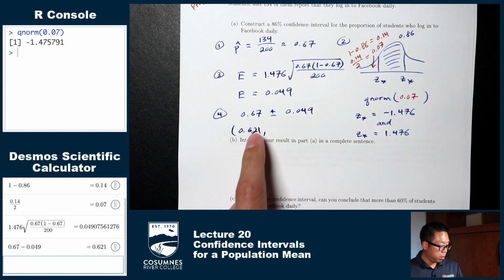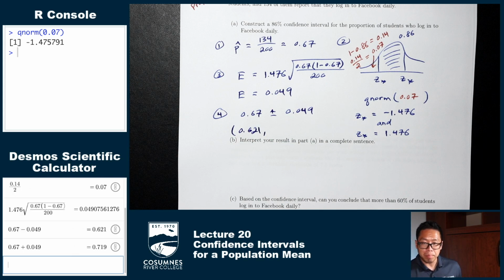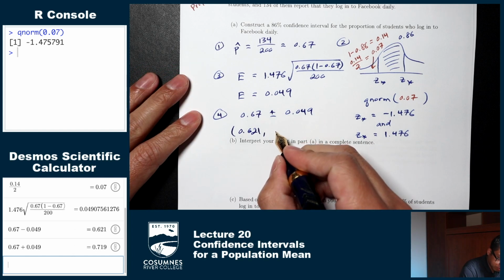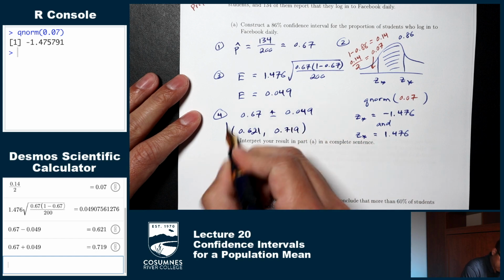To get the high number, add. So 0.67 plus 0.049 is 0.719. Okay, and that's my confidence interval.